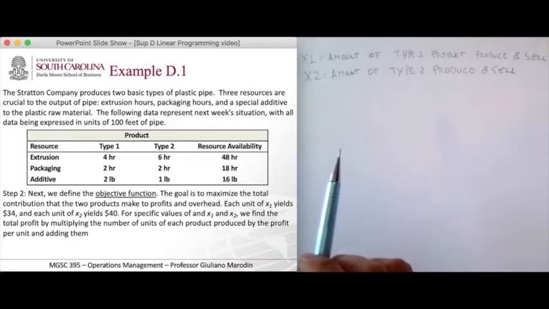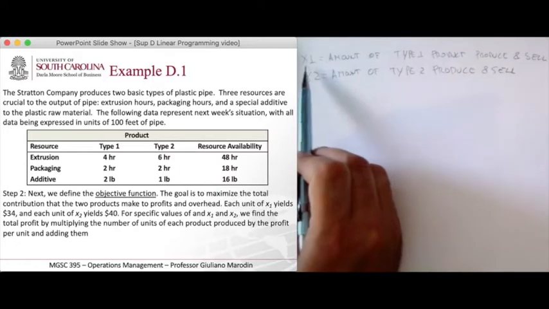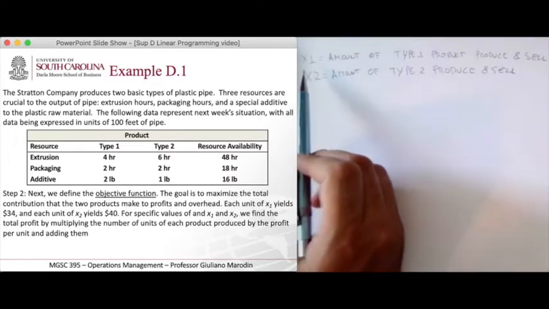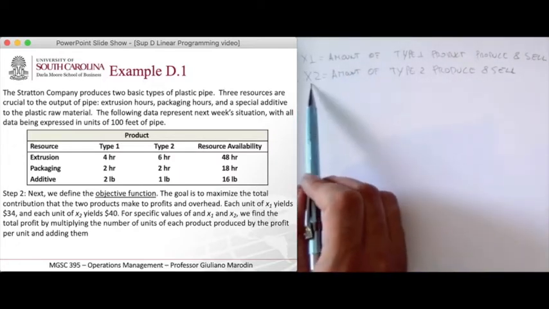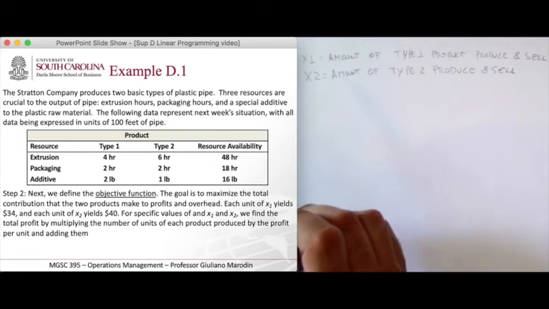So now we're going to give it additional information. The goal is to maximize the total contribution those two products make to profit and overhead. Each unit of X1, which I know is type 1, yields $34. Each X2 yields $40 of profit. For every specific value of X1, we need to find the number to multiply by the profit per unit, right?